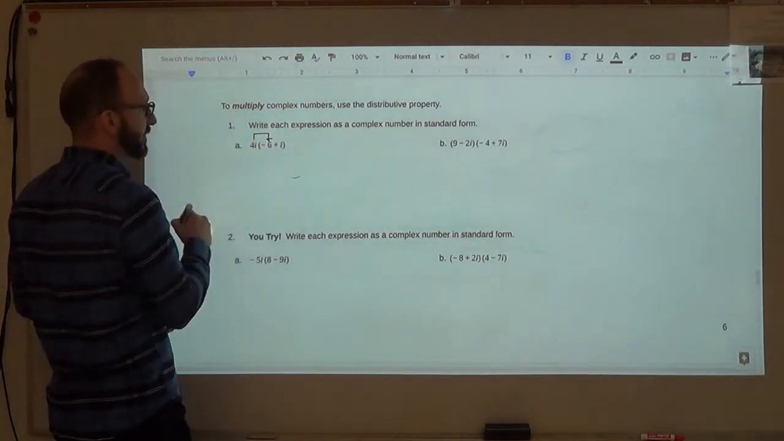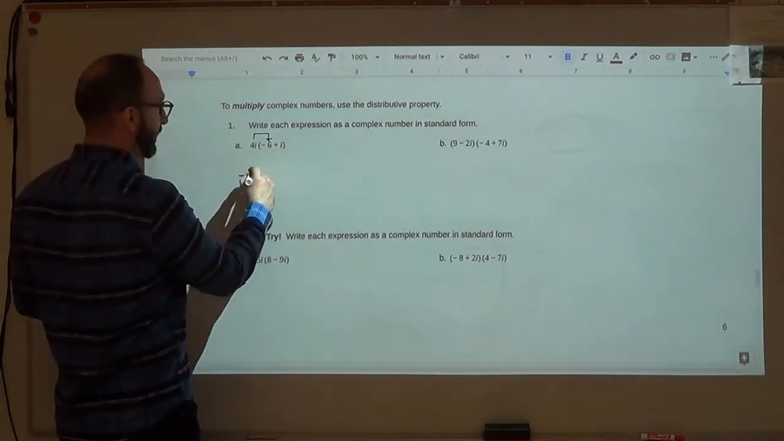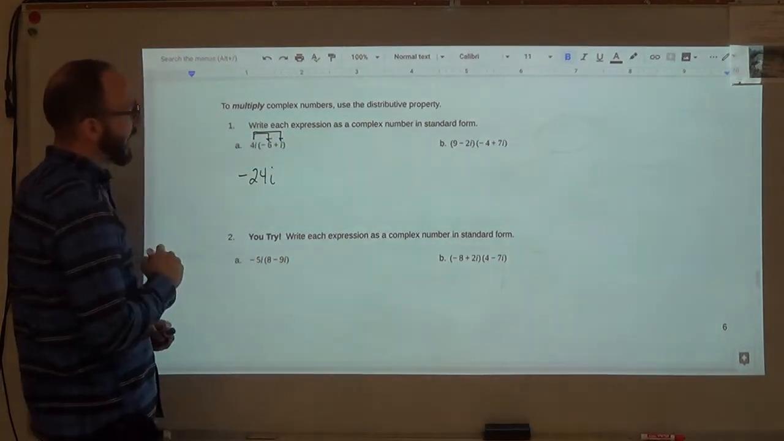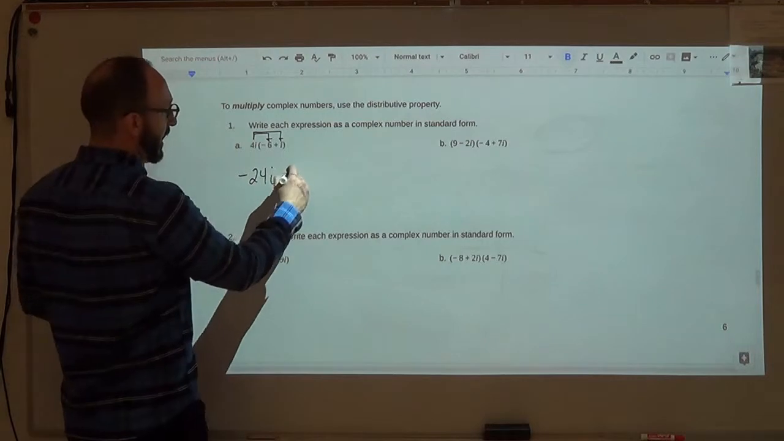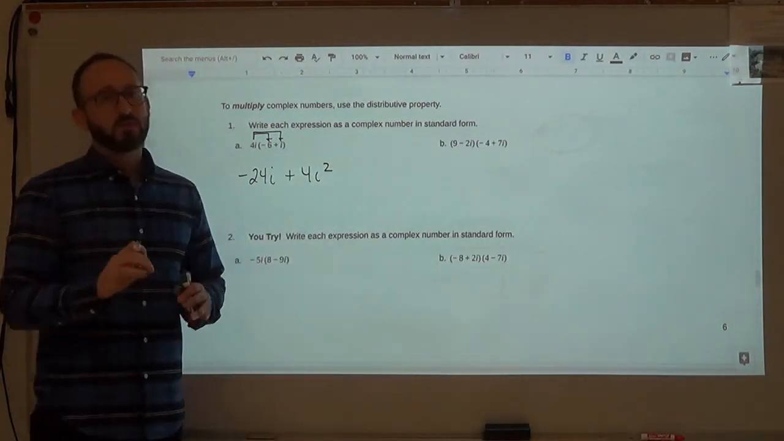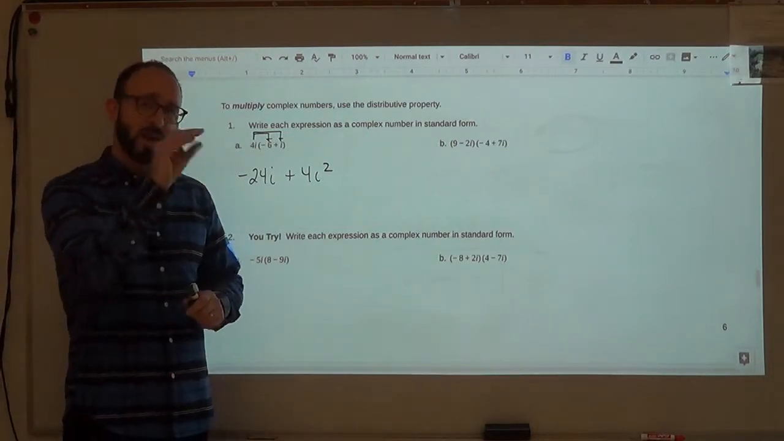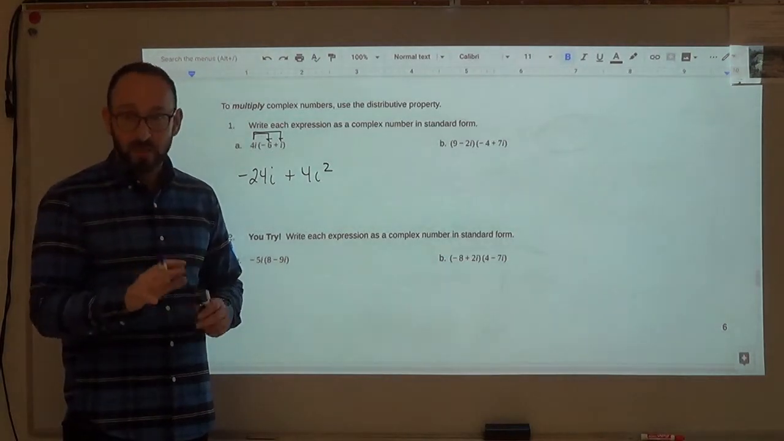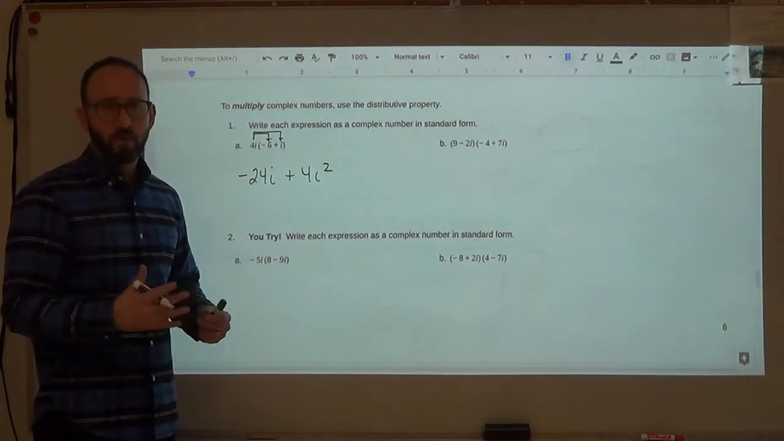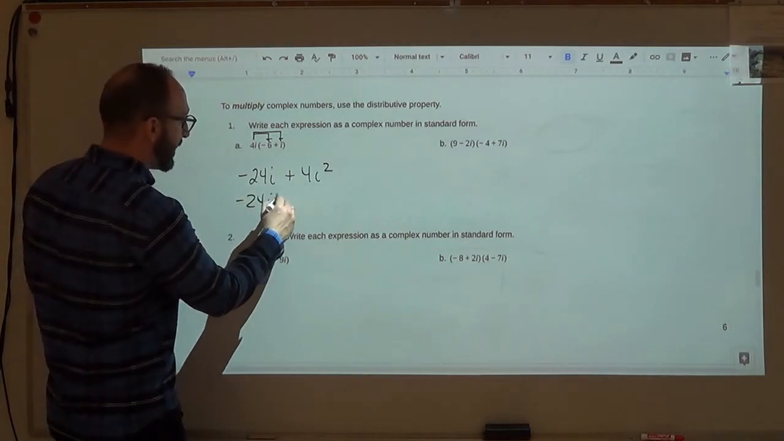So it's 4i times -6. What do we get when we multiply 4i times -6? -24i. That's correct, -24i. And then 4i times positive i? 4i squared. Yeah, 4i squared. So can we reduce -24i any further? No, because typically we don't write the square root of -1 in for i, we leave it as i. But what about 4i squared? Can that be simplified any further? Yes. What would that become? -4. So this is -24i minus 4.